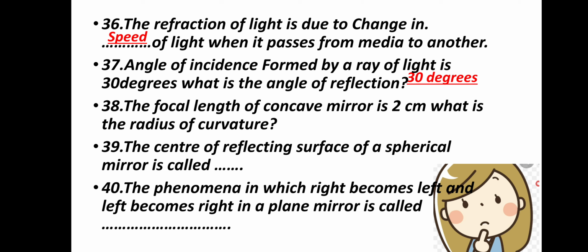Question number 38. The focal length of a concave mirror is 2 cm. What is the radius of curvature? That is 4 cm, that is 2f. The center of the reflecting surface of a spherical mirror is called the pole. Question number 40. The phenomenon in which left becomes right and right becomes left in a plane mirror is called lateral inversion. This is the characteristic feature of a plane mirror.